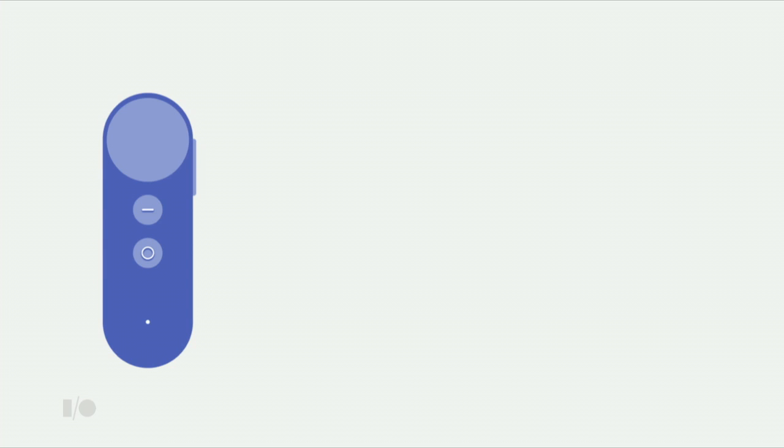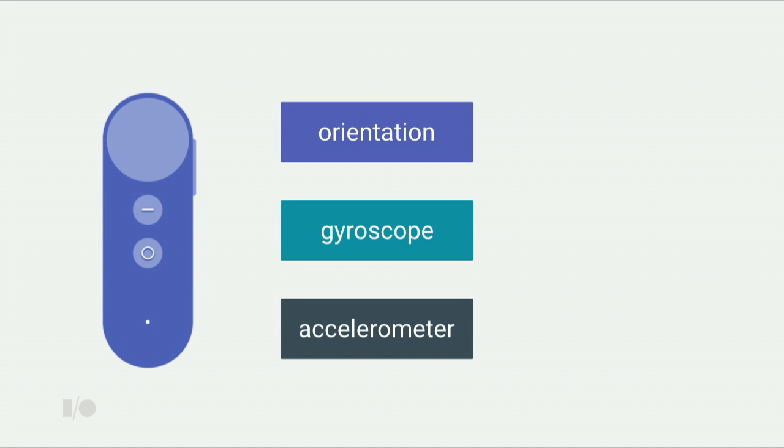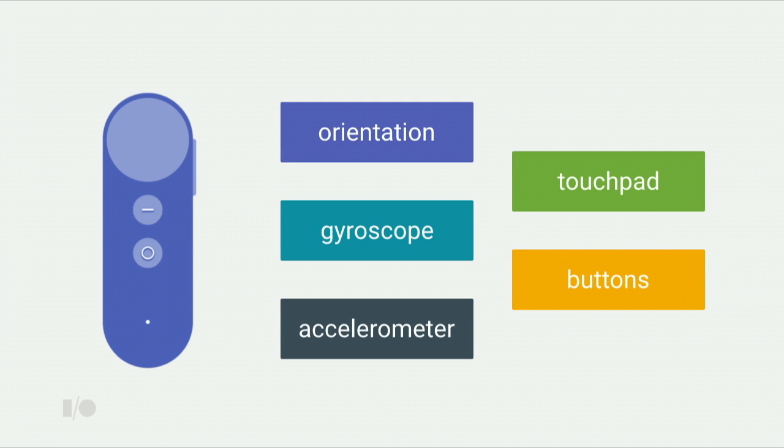Now let's talk a little bit about the features of the controller, which are common regardless of the SDK that you're using. The controller has 5 main features: orientation, gyroscope, accelerometer, and it also has a touchpad and several buttons. So let's go into a little bit of detail about each of those features.